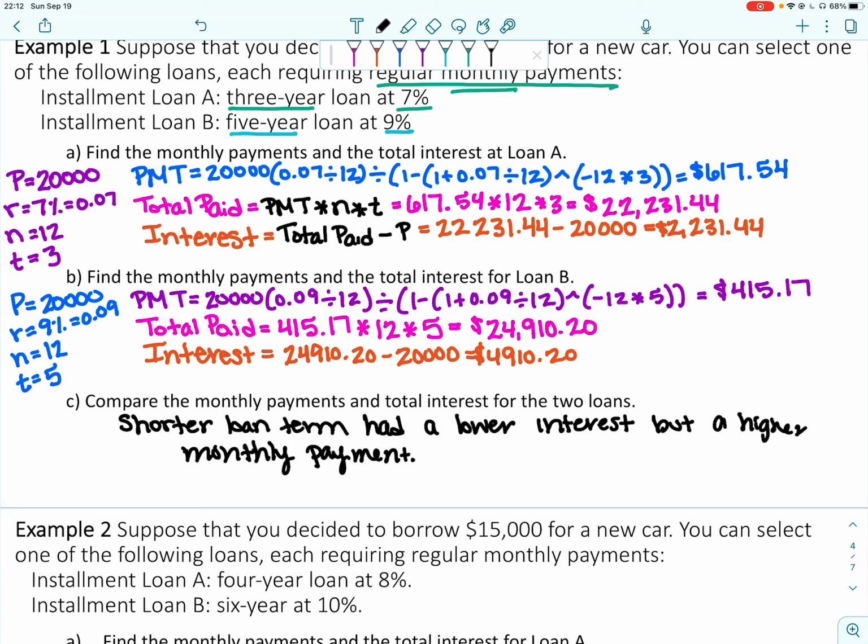Now, typically, if they are going to give you more time to pay off the loan, then they're also going to increase the interest rate on you.